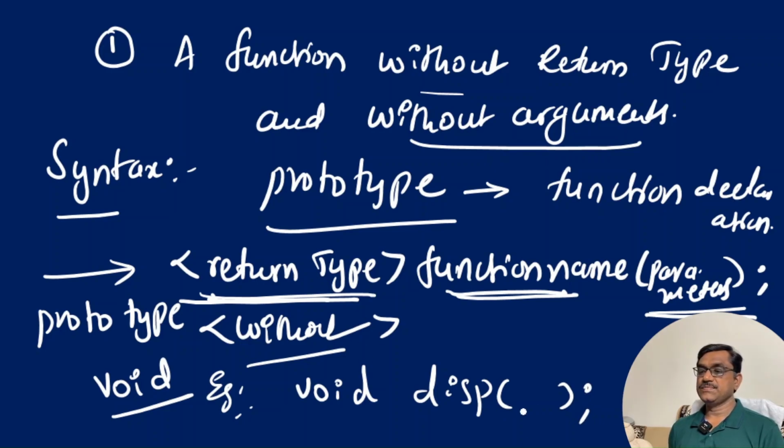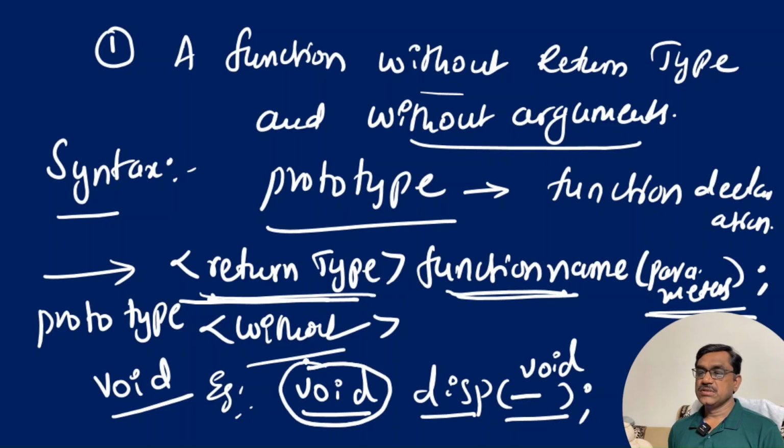You see void display, and I'm not mentioning anything, which means empty. Empty, in the sense, indirectly it is void. Void is the return type, meaning it returns nothing. Display is the name of the function, and the parameters are also nothing, that means without arguments. This is the first kind of user defined function.